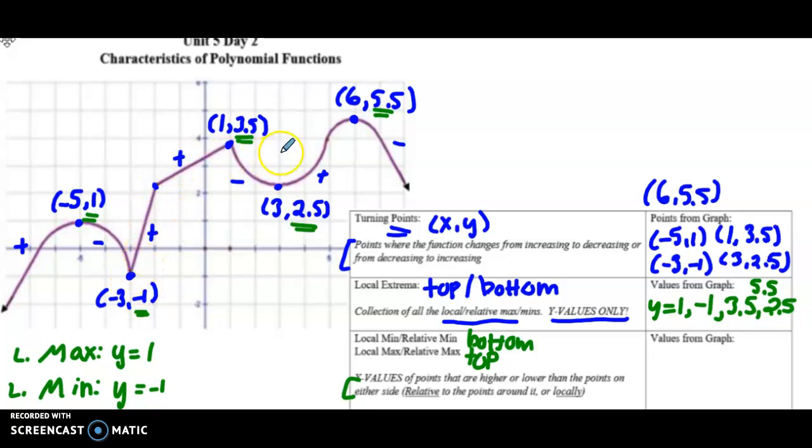This was not a local min or max, okay? This one right here, this 3.5, that's a local max. It's higher than all the points around it. It's at the top of the hill, okay? This 2.5 is at the bottom of your hill, so that's a local minimum, okay? It's not the lowest the graph can go, but it's lower than all those other points around it. Okay, this right here, this 5.5, this is also a maximum because it's at the top of a hill and it's higher than all the points around it.